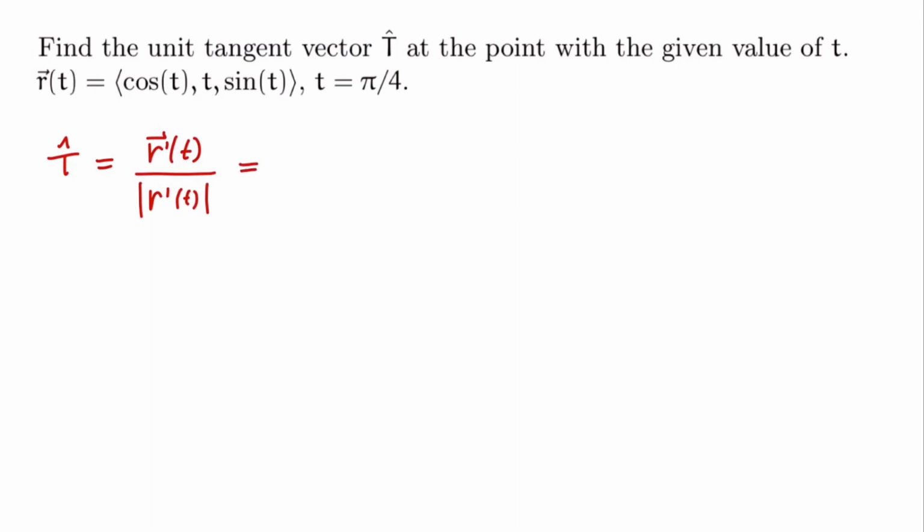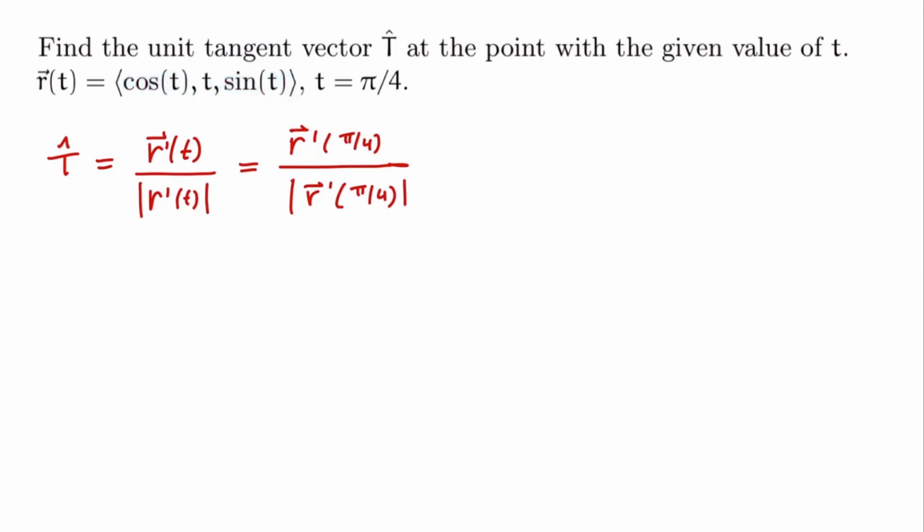So let's plug in the t values. Our unit tangent vector at pi over 4 means we'll be evaluating our derivative function at pi over 4, and then we're going to divide that by its magnitude. So that's how we're going to compute it. So let's take a look at what the numerator would be for this curve r of t. So r of t is given as cosine t, t, sine t.